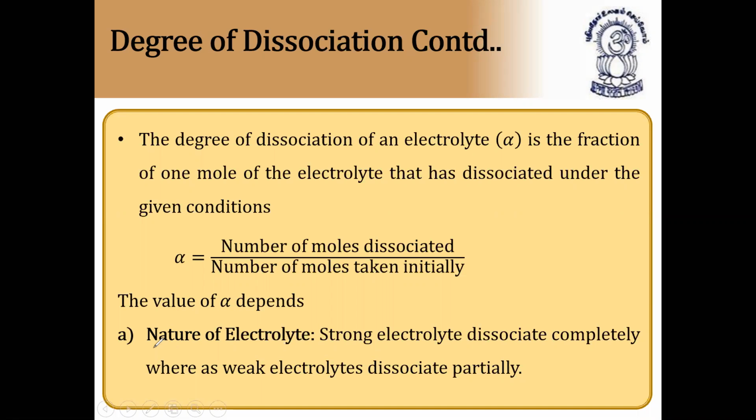Alpha depends first on the nature of the electrolyte. Strong electrolytes dissociate completely, whereas weak electrolytes dissociate partially. All strong electrolytes dissociate 100%, which is why their value is taken as alpha equal to 1, and weak electrolytes dissociate partially. So the first factor affecting alpha is the nature of the electrolyte.